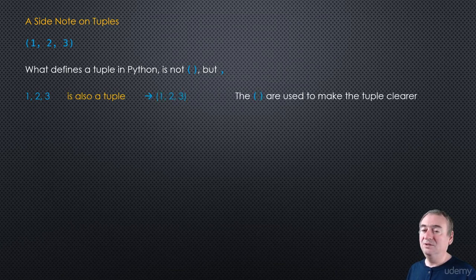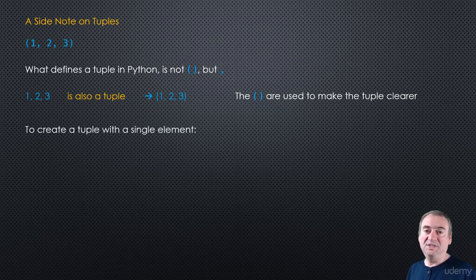In fact, the parentheses are just used to make the tuple clearer. It's really more something to clarify, saying, hey, this is a tuple. But the parentheses don't create the tuple. The comma is what indicates that something is a tuple.